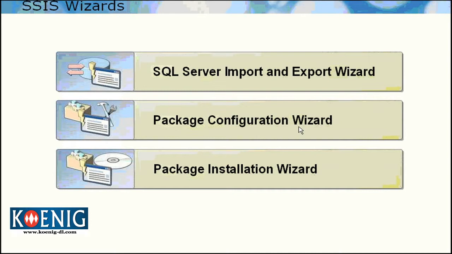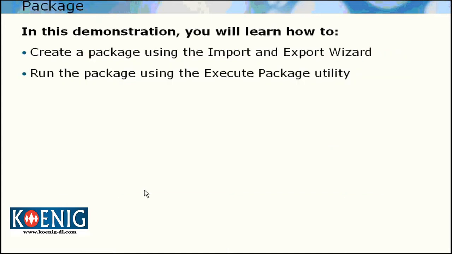For that we have a package configuration wizard. And after making the changes in the configuration, the final step is to install your package on your production server or on your client side. So the last option is your package installation wizard. After finishing this module, I will show you a demo of import and export, and how we can create a small package by using Integration Services.